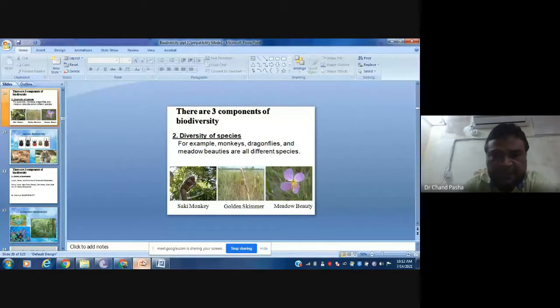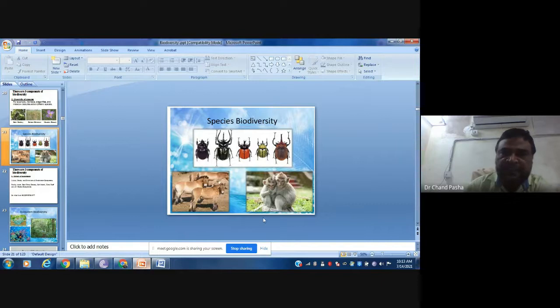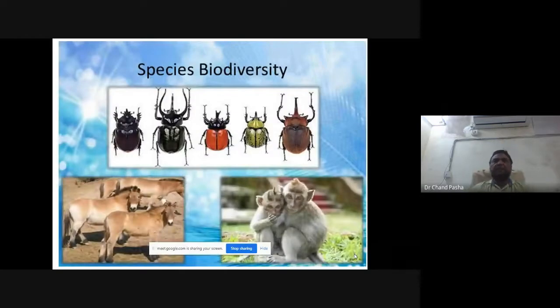And species biodiversity: here the species or genera all put together change. The different forms of life staying in one area we can call a species biodiversity. Monkeys, golden skimmers, different meadow beauty plants, different things which all put together belong to different genera as well as species. That is called species biodiversity. And see here, these beetles come under genetical biodiversity. When you compare beetles versus donkeys and monkeys, it is species biodiversity.